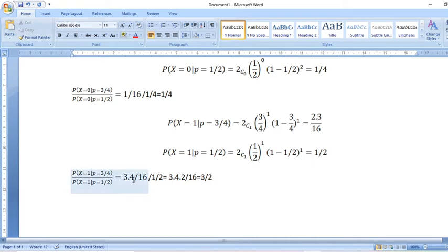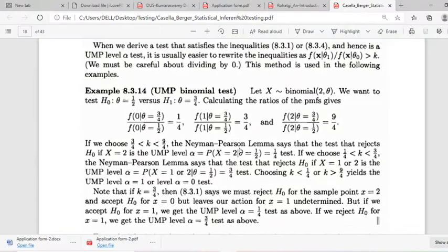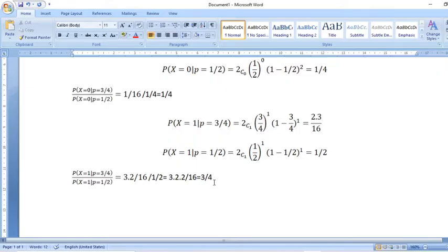3 into 4 by 16. Yeah, it is 2 actually. Yeah, that is the reason. We will get this as 4. This is 2 only. Sorry. So 3 by 4. Right. Yeah, that is the value given here. 3 by 4. And the next set of values.